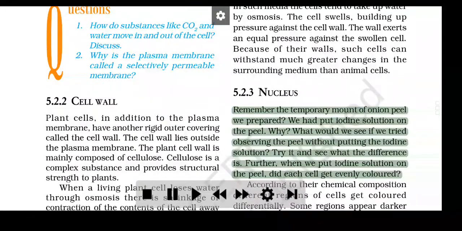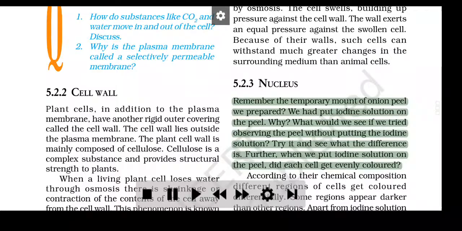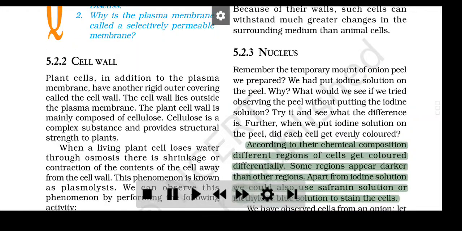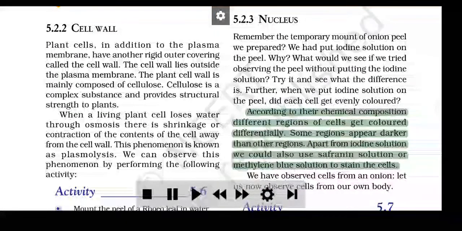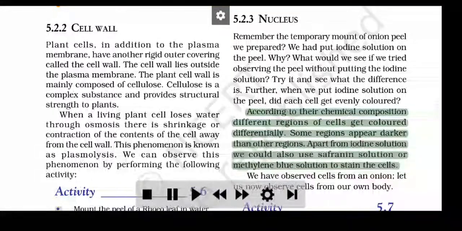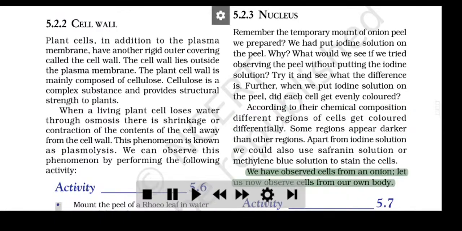5.2.3 Nucleus. Remember the temporary mount of onion peel we prepared? We put iodine solution on the peel. Why? What would we see if we tried observing the peel without the iodine solution? Try it and see what the difference is. Further, when we put iodine solution on the peel, did each cell get evenly colored? According to their chemical composition, different regions get colored differentially. Some regions appear darker than other regions. Apart from iodine solution, we could also use safranin solution or methylene blue solution.